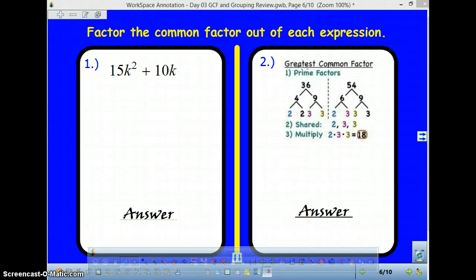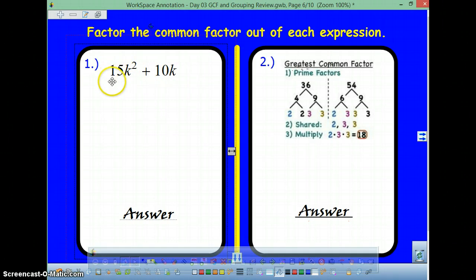Today we are just going to review how to do two types of factoring. One is factoring by GCF and one is factoring by grouping. When you get a problem, the first thing you should always ask yourself is, can I factor by GCF?